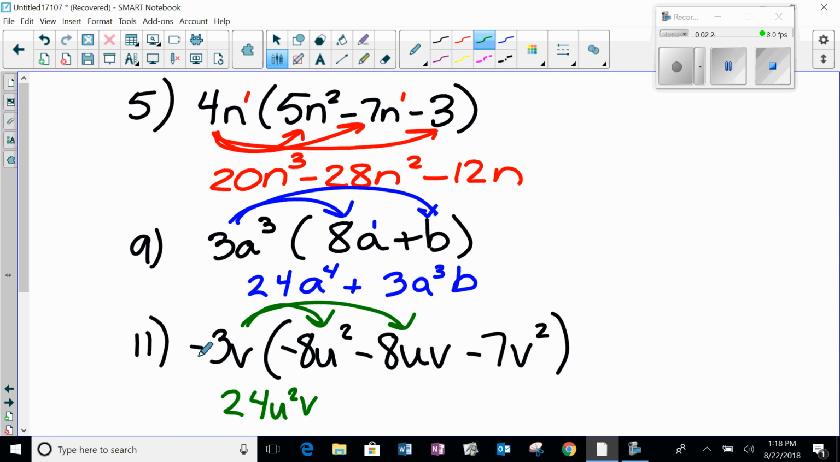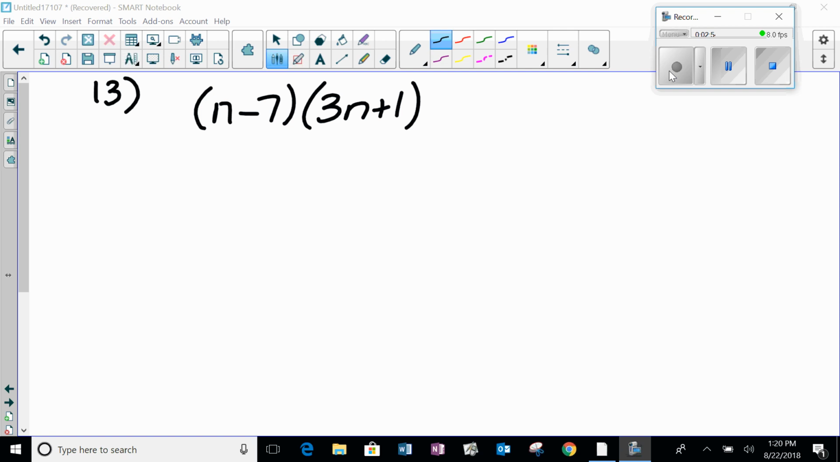All right, now we're going to distribute, and we're going to have negative 3v times negative 8uv. So I have negative 8 and negative 3, which gives me the positive 24. My u does not have any other variables to combine with, so I'm just going to bring down my u. But this time I have 2 v's, so I'm going to have v squared. Now I'm going to distribute to the negative 7v squared. So negative 7 and a negative 3 is a positive 21, and they're the same variable, so that would be v cubed.